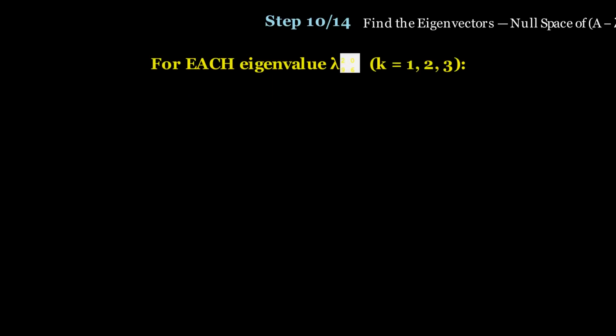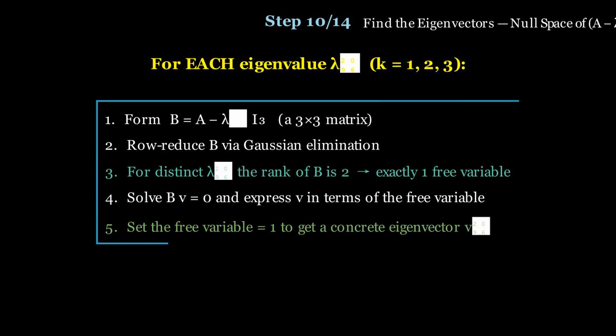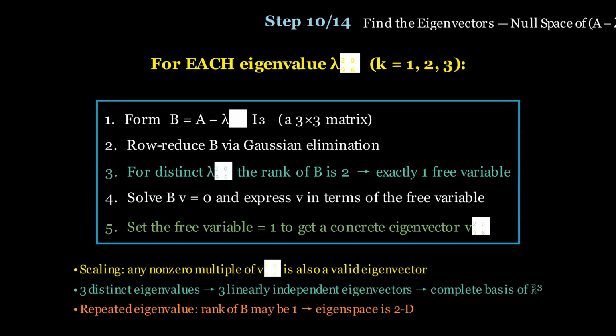Step 10. For each eigenvalue lambda k, we find the corresponding eigenvector by forming B equals A minus lambda k I3. Then row reducing B to echelon form. When the eigenvalues are distinct, the rank of B is exactly 2, leaving one free variable. We solve Bv equals 0 and express the three-component vector v in terms of that free variable. Setting it to 1 gives us a concrete eigenvector vk. With 3 distinct eigenvalues, the 3 eigenvectors are linearly independent and span all of 3D space, giving us a complete solution basis.